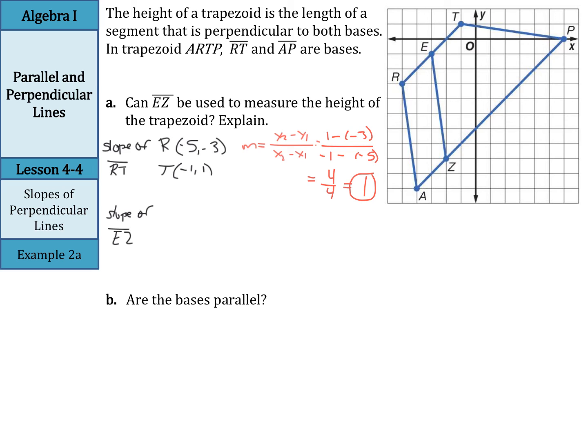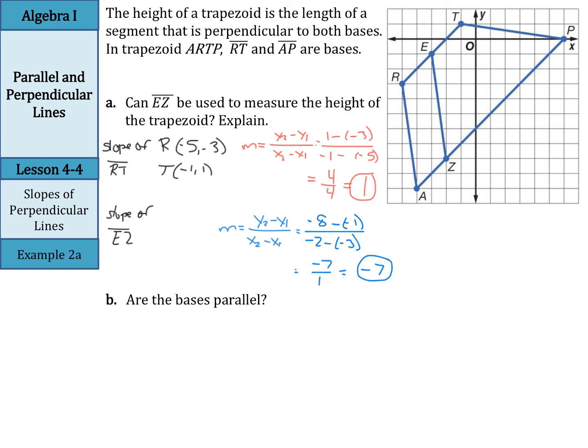Now we need to do the same thing for EZ to see if we have opposite reciprocals. We're once again going to use our slope formula, y2 minus y1 over x2 minus x1. So we'll have -8 minus a -1 over -2 minus the -3. This simplifies into -8 minus -1 is -7, over -2 minus -3, which is 1. So this is -7.